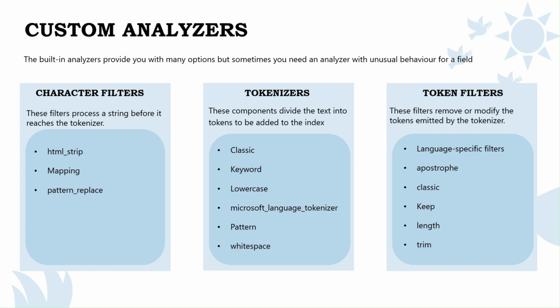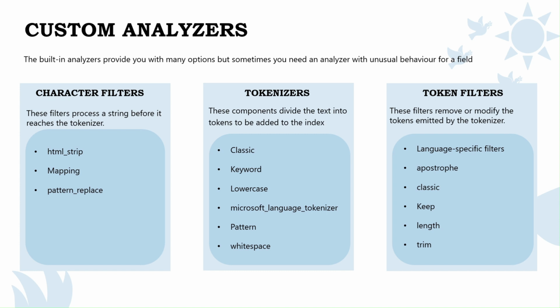Now, when the tokenizer has done its job, we might want to refine those tokens even further. And that's where the token filters come in. You can apply filters to remove extra words, adjust punctuation, or even trim tokens based on length. There are over 40 filters to choose from, which include Arabic normalization. This is a language-specific filter that helps to normalize Arabic text.